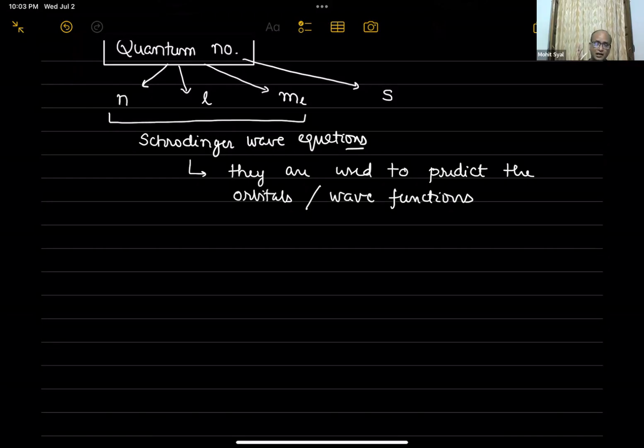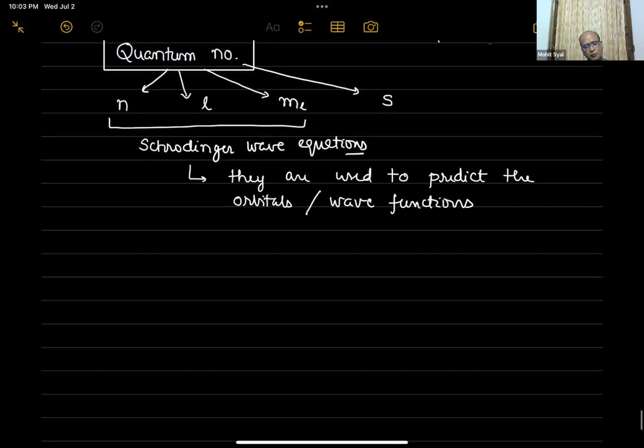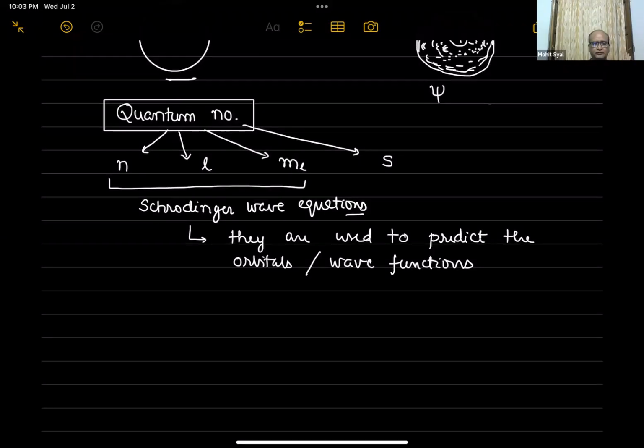So if there are 10 electrons, I need 10 wave functions. But I'm not going to write it mathematically. I'm going to express them in terms of quantum numbers. Quantum numbers make the solution of the Schrodinger wave equation meaningful. In order to physically understand what that wave function represents, we need to understand the quantum numbers.